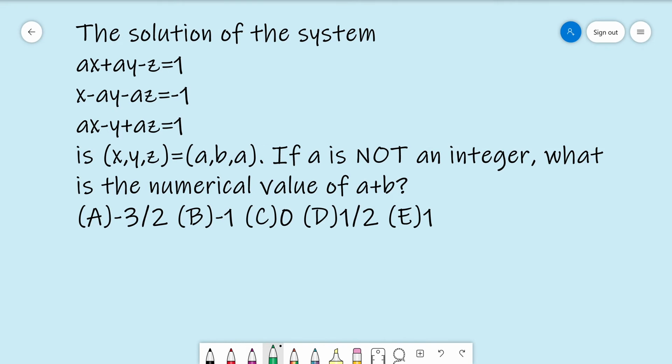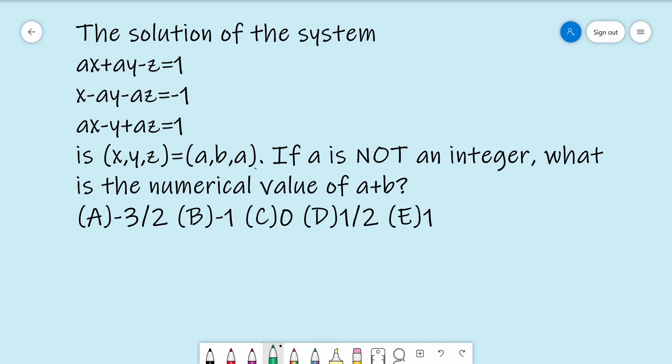So we're given a linear system, three linear equations, except they're not really written in the normal way, with constants and x, y, and z. There's some a's here, and then you're told that the solution is a, b, a. X equals a, y equals b, and z equals a. You're also told that a is not an integer, and then you're asked to find the value of a plus b. So this problem is kind of convoluted, and it takes a second to understand what they want from you. But you just sort of have to start plugging things in.